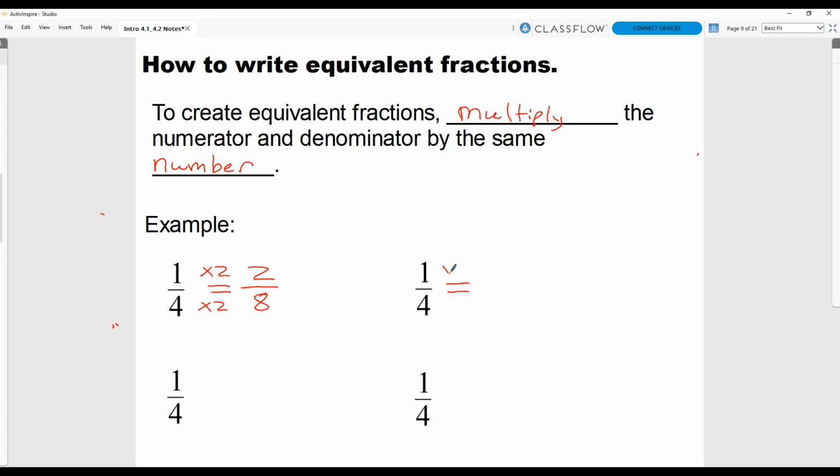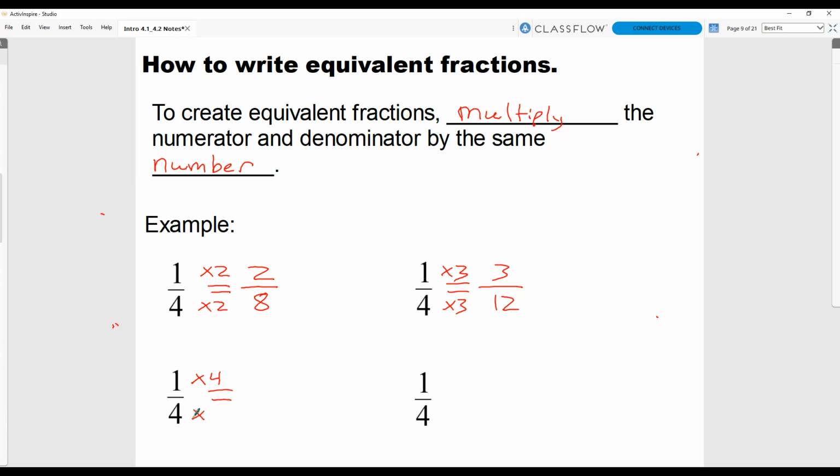Let's go with 3 with this one. So we multiply the top by 3 and the bottom by 3, the numerator and denominator. If we multiply straight across, we get 3 and 12. So there is another equivalent fraction to 1/4. This is the same exact thing as 1/4. It's just written using different numbers. Okay, we'll try a couple more here. Just pick any number you want for 1/4.